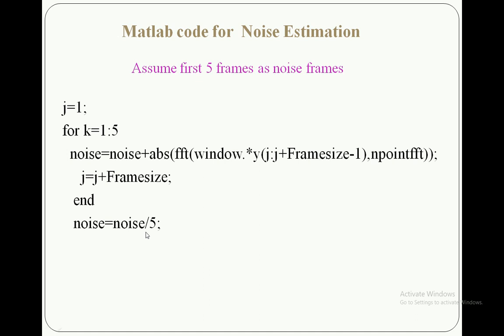The average magnitudes of the DFT coefficients of the first 5 frames we are calling the noise. Now you can take this noise, and if you subtract it from each frame, then the resultant signal may contain reduced noise. This is the main technique.